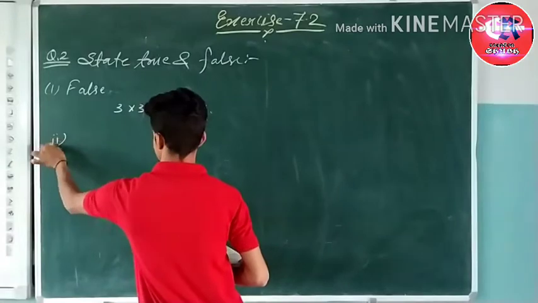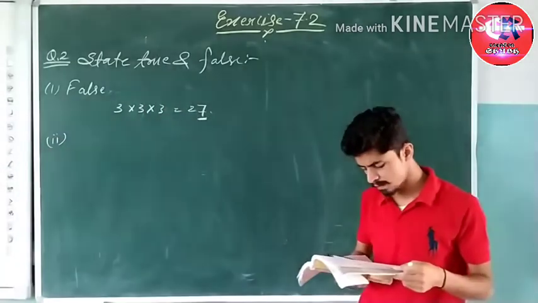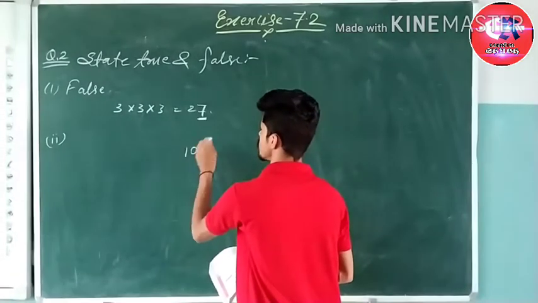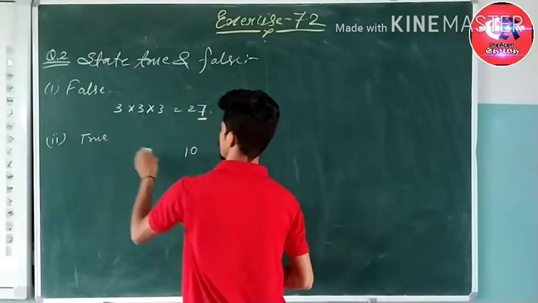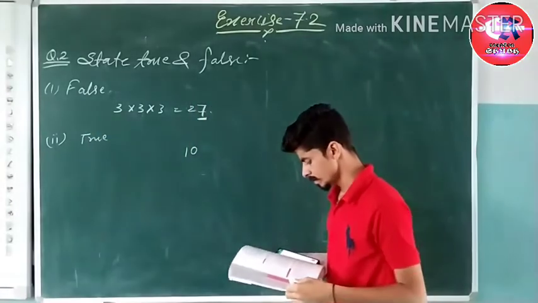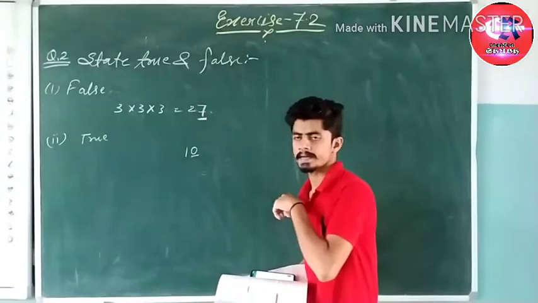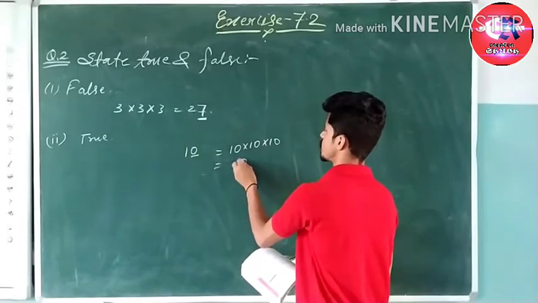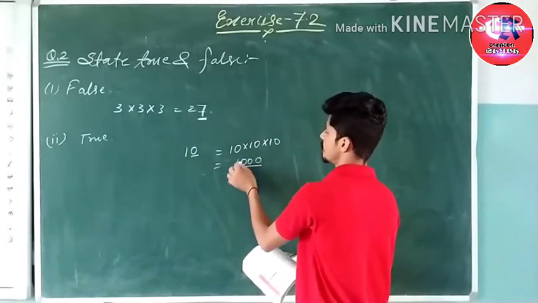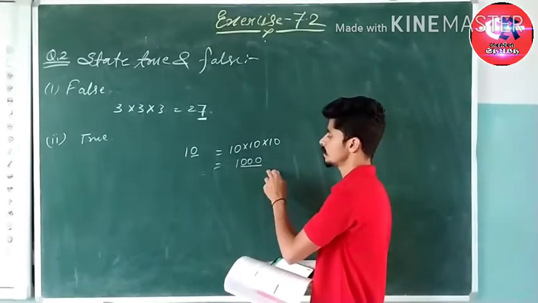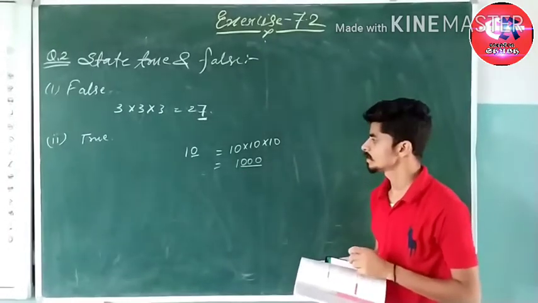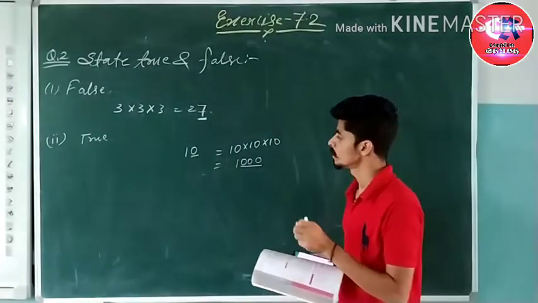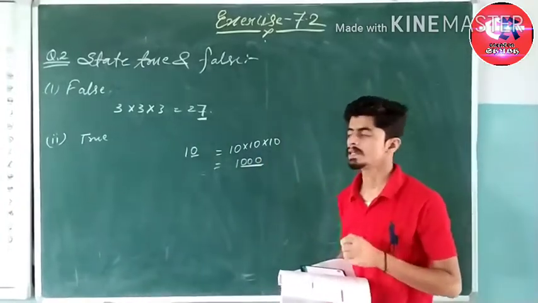Now the second one is: a perfect cube does not end with 2 zeros. True, because the smallest 2-digit number which ends with 0 is 10, and the cube of this number is 10 into 10 into 10, which is equal to 1000, and here we have 3 zeros. So this sentence is correct. A perfect cube does not end with 2 zeros, it ends with 3 zeros.